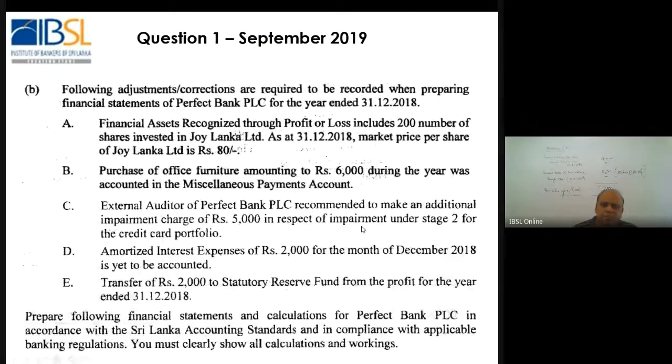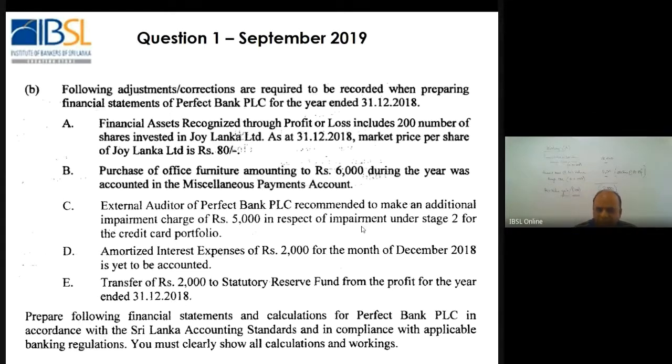Next item, purchase of office furniture amounting to 6,000 during the year was accounted in the miscellaneous payment account. Now this is where you have to be very clear with your double entries. When you purchase office furniture, what is the double entry? You will debit office furniture account and credit cash.